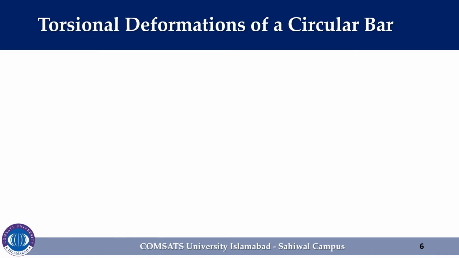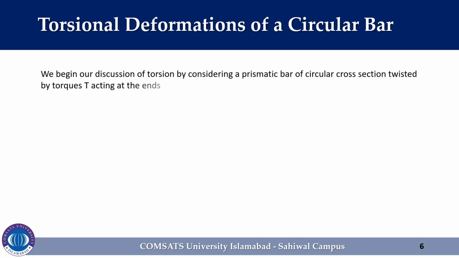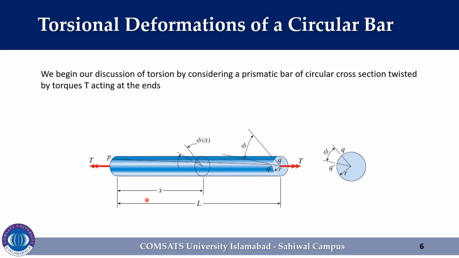After the brief discussion on torsion, now we will discuss torsional deformations of a circular bar. We begin our discussion of torsion by considering a prismatic bar of circular cross-section, twisted by torques T acting at the ends, as shown here in the figure. Since every cross-section of the bar is identical and since every cross-section is subjected to the same internal torque T, we say that the bar is in pure torsion. From considerations of symmetry, it can be proved that cross-sections of the bar do not change in shape as they rotate about the longitudinal axis.